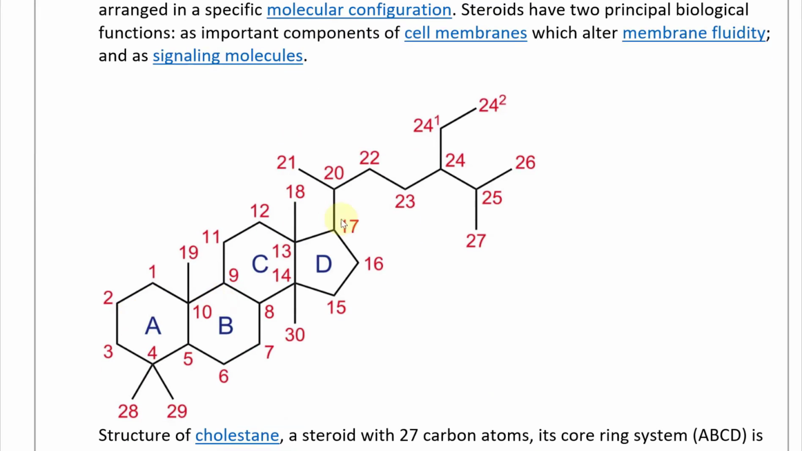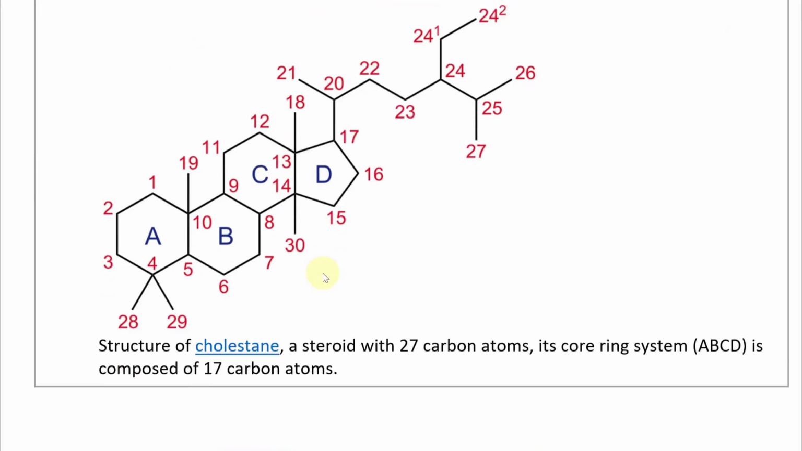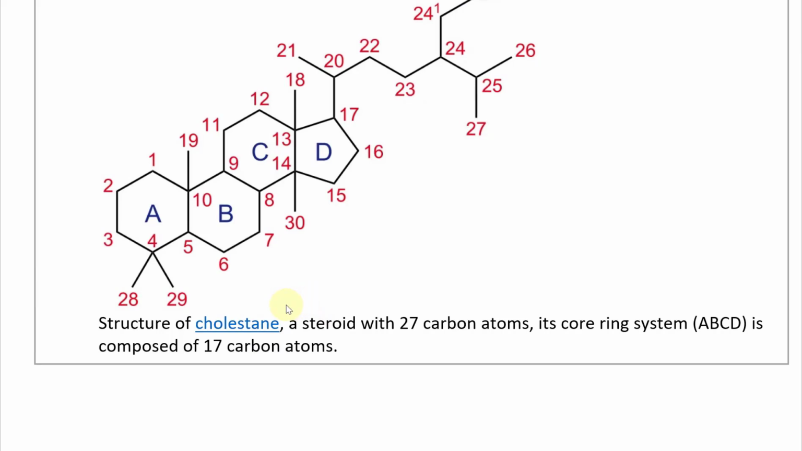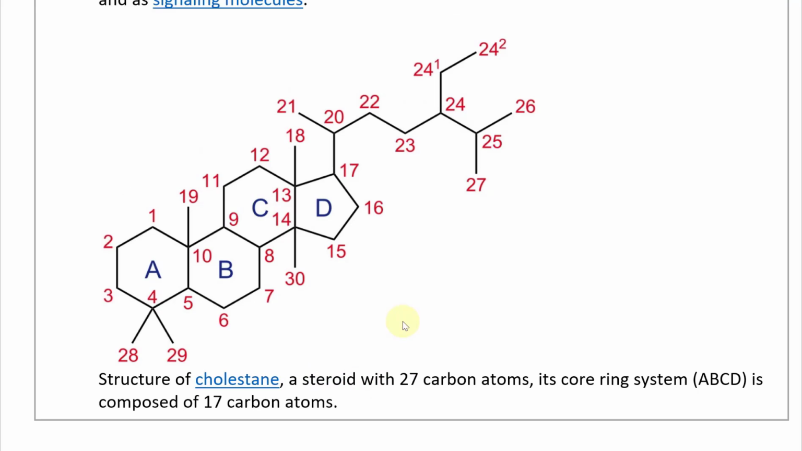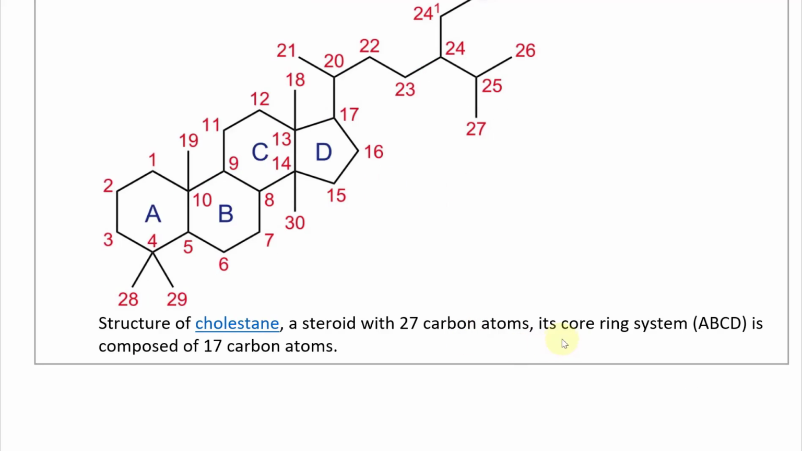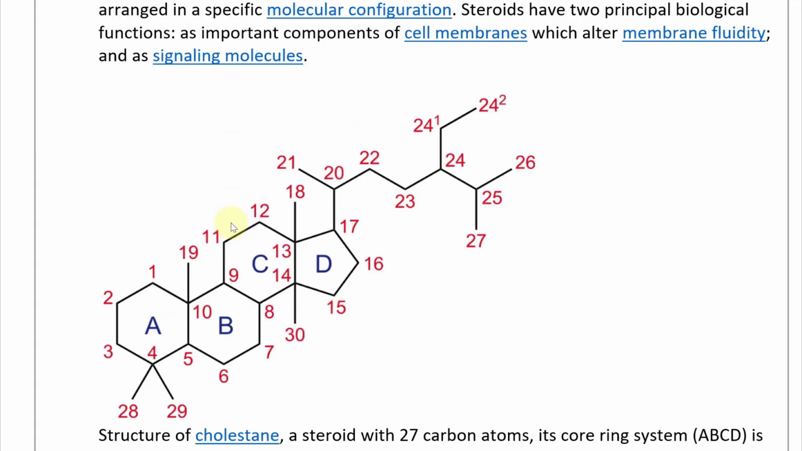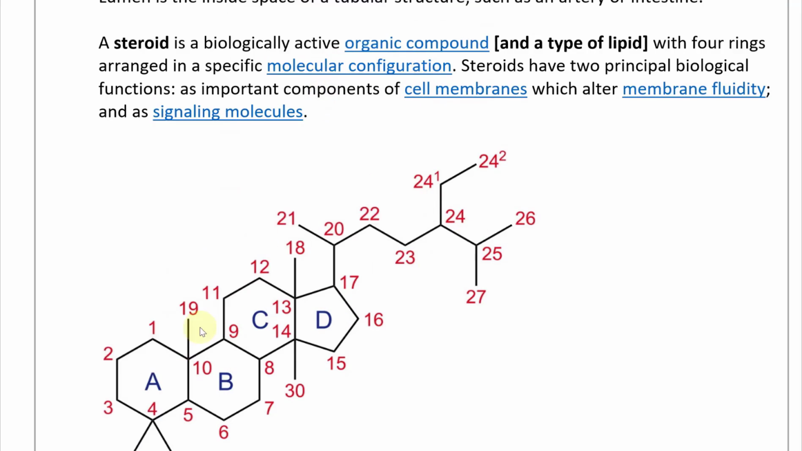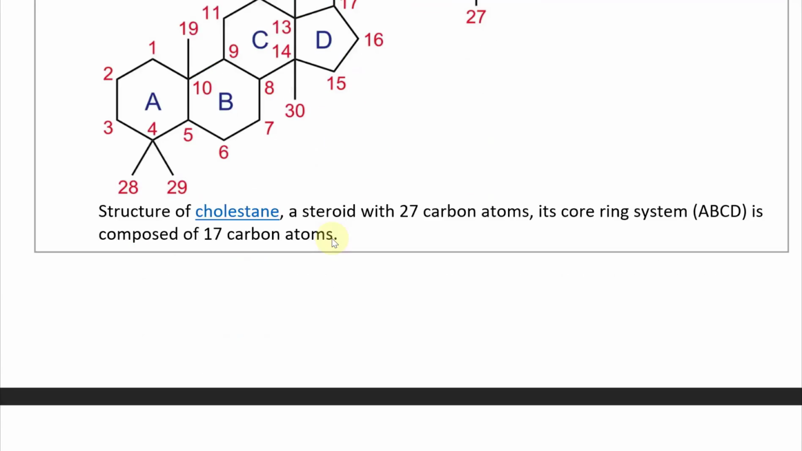Yeah, so you could see the 4 rings right there. So A, B, C, D. So there's 4 rings. So structure of Cholestane. Yeah, I think it's pronounced Cholestane. It's a steroid with 27 carbon atoms, and there's all 27 there. Its core ring system A, B, C, D is composed of 17 carbon atoms. So it has a specific molecular configuration, and this has the 4 rings over there.